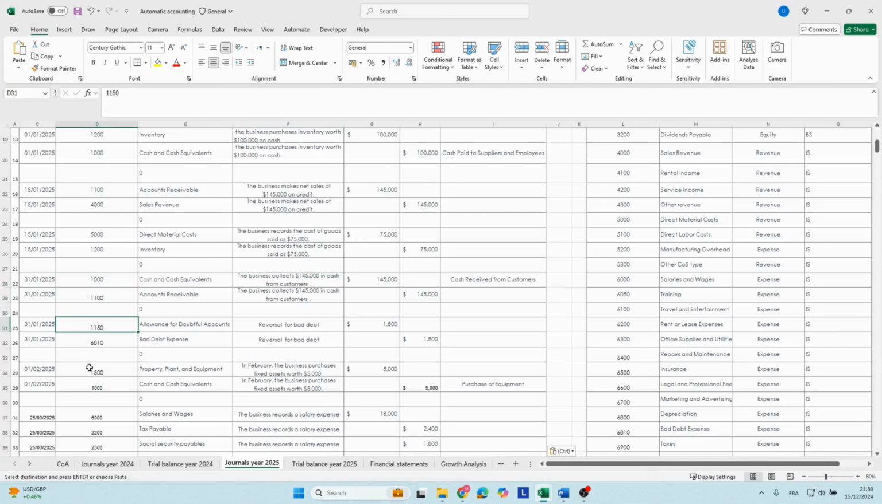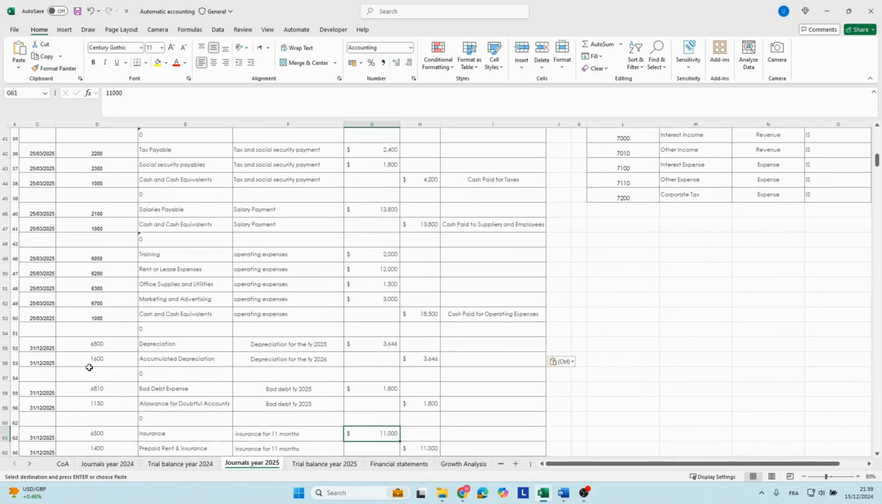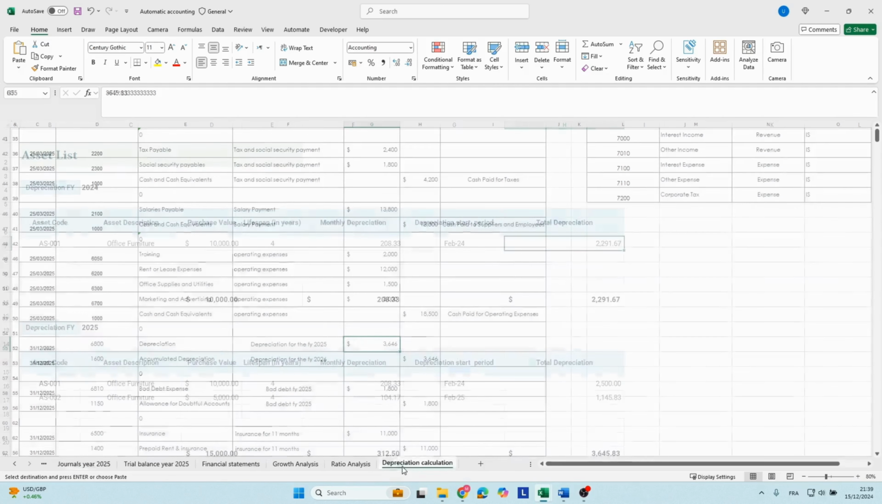Then here we have, if you remember the last year, we have booked for bad debt. So here we receive money from customer, we get cash in, so we have to cancel the transaction related to the bad debt because we get the money from customers. The same thing for salary that we have paid, taxes, and at the end of the year, so we calculate depreciation for all the equipment that we purchased during the year.